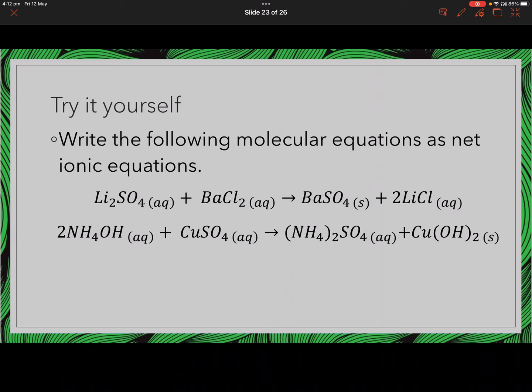Let's have a look at the other one. So, ammonium hydroxide. So we have 2NH4 plus 2OH minus plus Cu2 plus SO4 2- gives us 2NH4 plus SO4 2- plus copper plus 2OH minus. That copper's a 2+. So again, we go through and look for things the same on both sides. So both sides have 2NH4 plus. Both sides have 2 OH minuses.